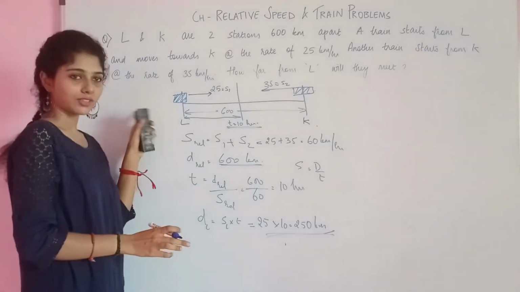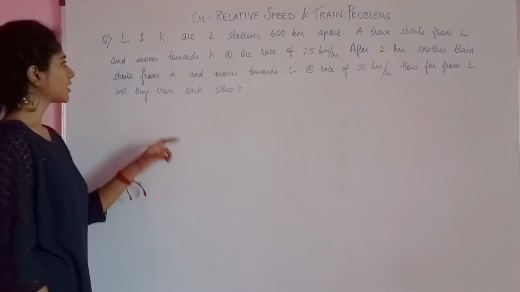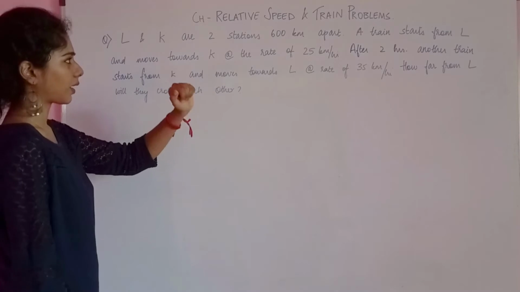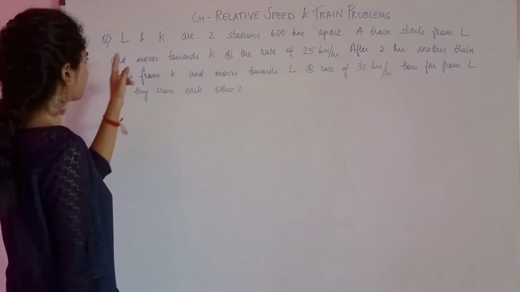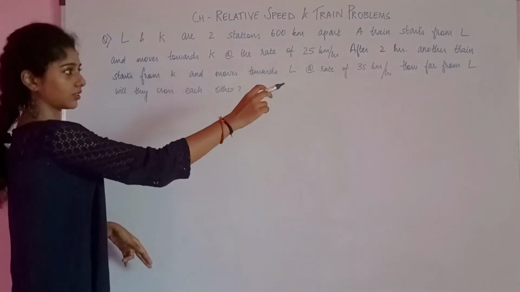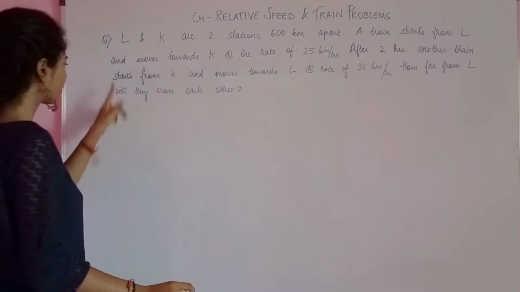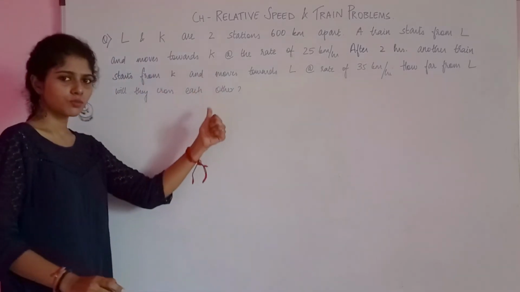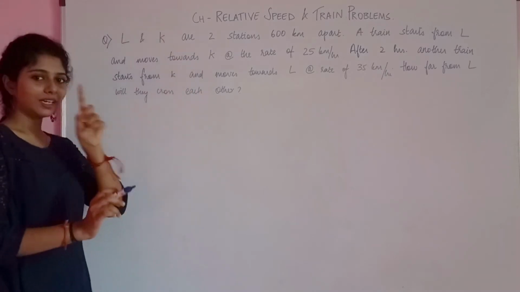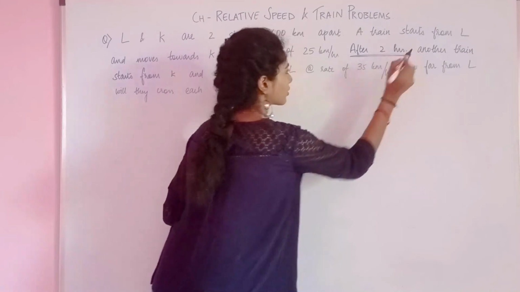So let's see a variation of this question. Let's consider this variation. L and K are two stations 600 km apart. A train starts from L and moves towards K at the rate of 25 km per hour. After 2 hours, another train starts from K and moves towards L at 35 km per hour. How far from L will they cross each other? It looks similar to the previous question, but what is the only difference here? I hope you have got it. It's after 2 hours.